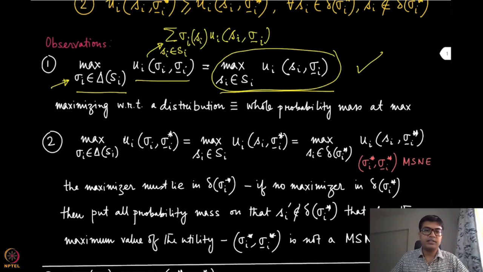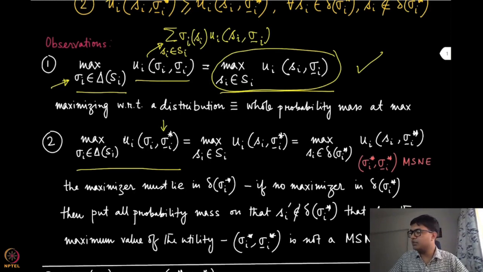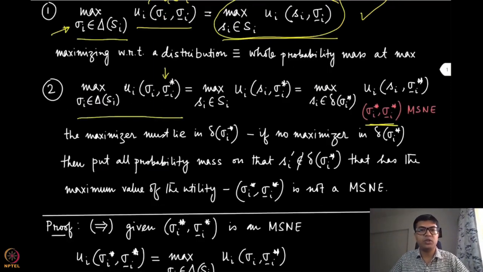The second thing is that let us look at the quantity. Again, the left hand side is the same, but we have replaced only the strategy of the other players with sigma_minus_i star. So what is sigma_i star? Sigma_i star and sigma_minus_i star is the mixed strategy Nash equilibrium. So from the definition of it, what do we know? We know that if we use this, this is going to be the maximum over all the other mixed strategies.